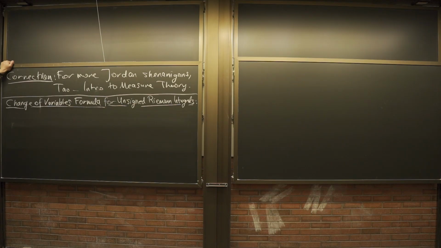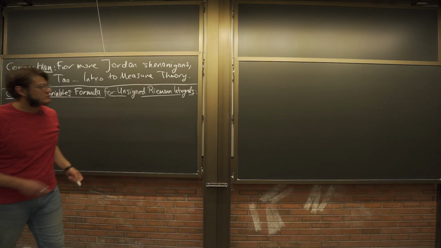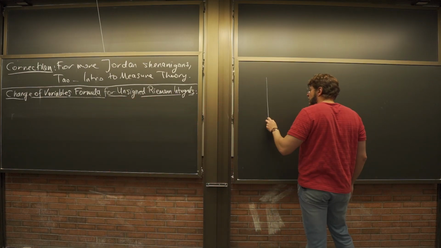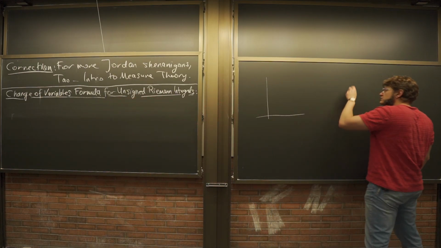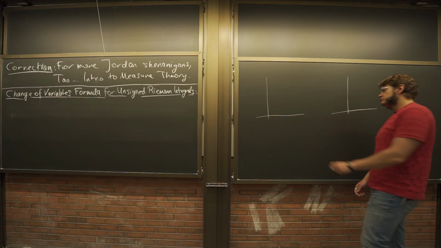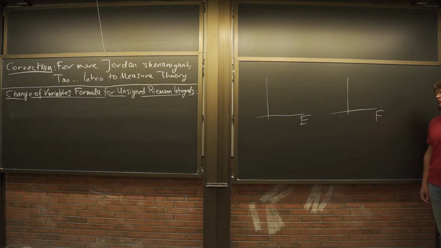OK, so change of variables formula. What do I need? Let me here draw a picture. I'm going to need two spaces over which I can do integration. So both of these are going to be finite dimensional inner product spaces.